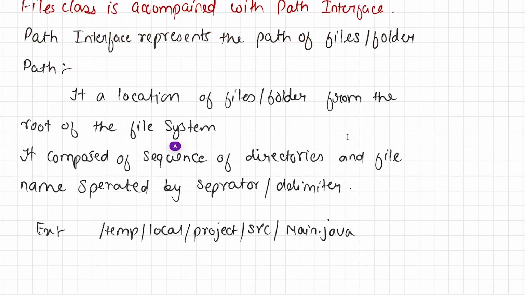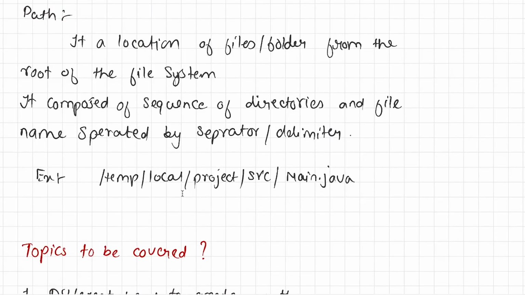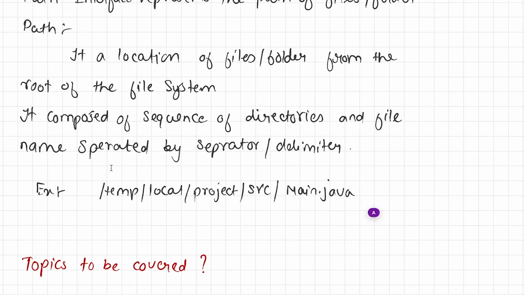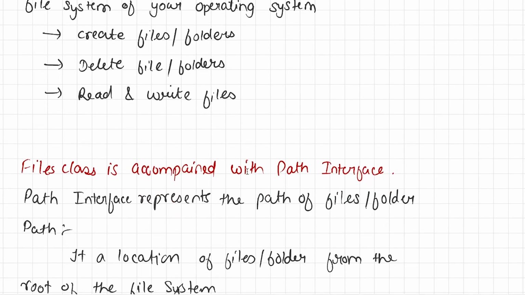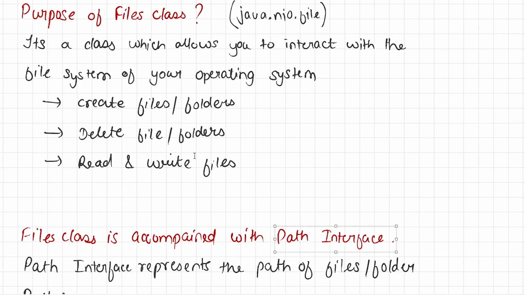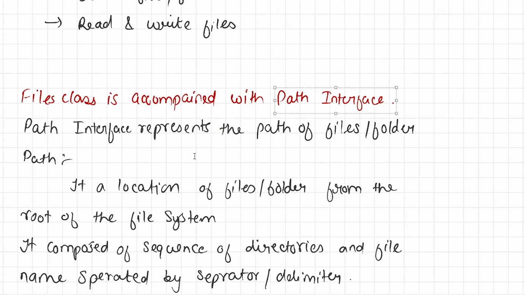And usually a path is composed of a sequence of directories and file names separated by a separator or delimiter. For example, this is a path. You can see over here that this path is composed of a sequence of folder names that are temporary, local, project and src, and in the last we have a file name, Main.java, and all of these parts are separated using a delimiter, that is slash. So whenever we use the Files class, we are going to use an instance of the Path interface to indicate to the Files class which file or folder we want to access or operate on.